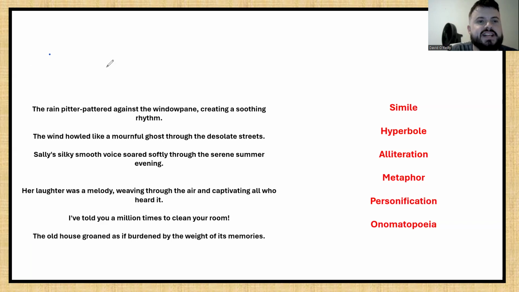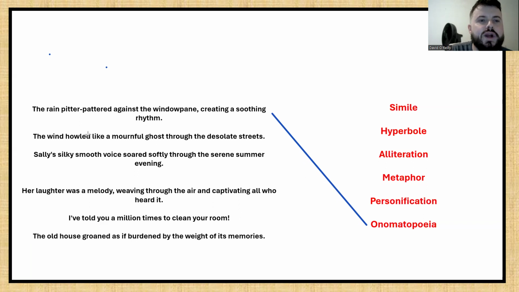Okay, so the first one says, the rain pitter-pattered against the window pane, creating a soothing rhythm. Did you manage to find out the answer to this one? Of course, the answer is onomatopoeia. Pitter-patter sounds like the word it's describing. The rain is pitter-pattering. And if you imagine rain, that's the sound it makes.